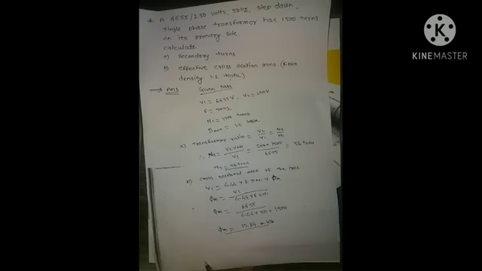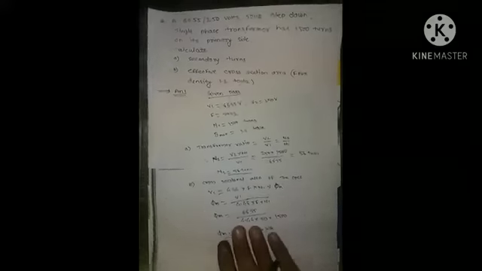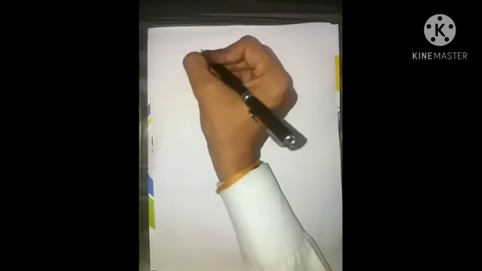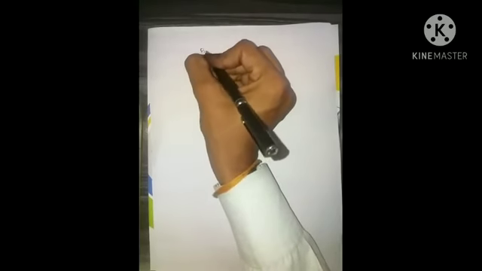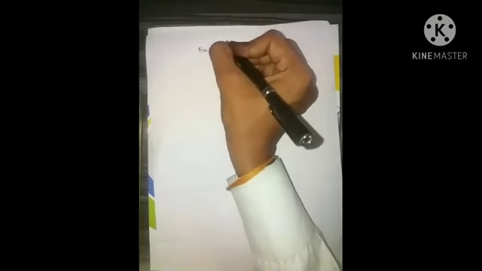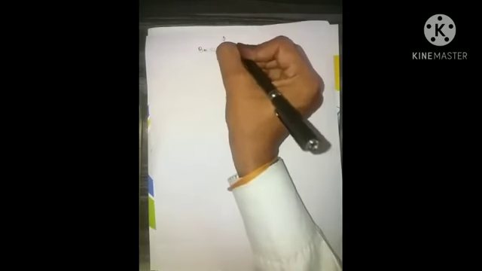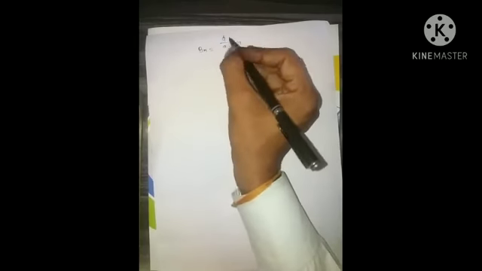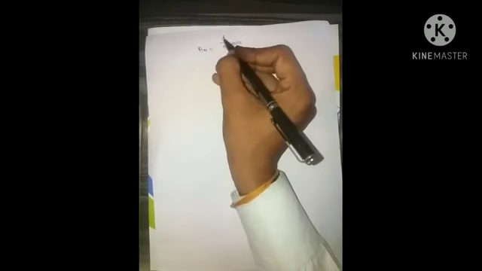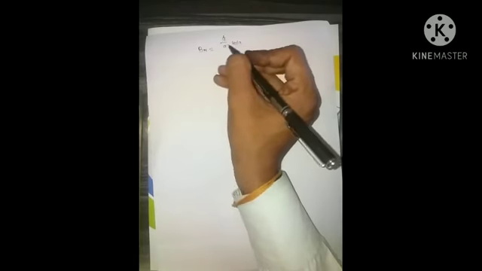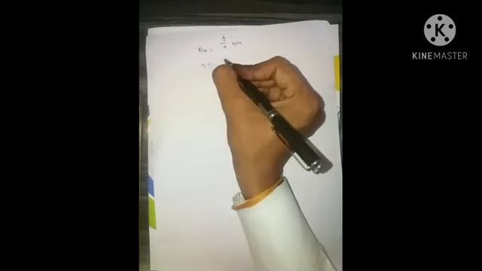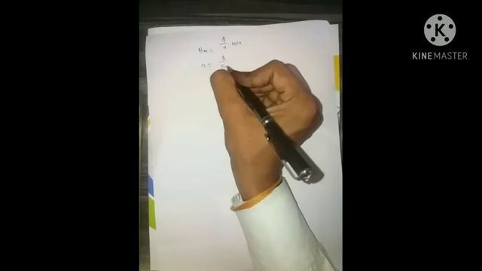By using this, we can find the cross sectional area. To find it, we use the maximum flux density formula, Bmax equals phi upon A Tesla. We know the flux density and the flux, but we don't know the cross sectional area. So by rearranging this equation, we get A equals phi upon Bm.